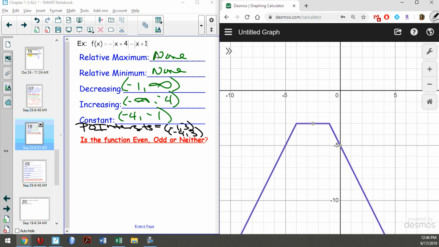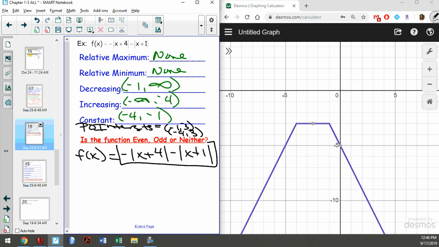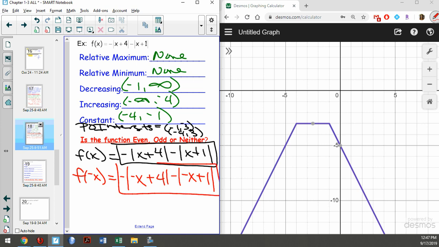Well, I'm going to write down what f of x is. F of x is this right up here. So there's my f of x. Now I'm going to do f at -x. So I'm going to replace x with a -x. Are those the same? Are my black box and my red box the same? No. So guess what I just proved? It's not even. So this means it's not even.